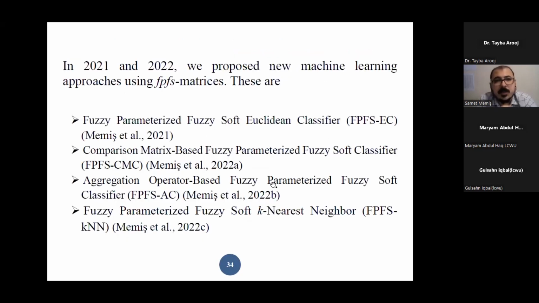In 2021 and 2022, we proposed new machine learning approaches using FPFS matrices. These are the fuzzy parameterized fuzzy soft Euclidean classifier, the comparison matrix-based fuzzy parameterized fuzzy soft classifier, the aggregation operator-based fuzzy parameterized fuzzy soft classifier, and the last one is the fuzzy parameterized fuzzy soft k-nearest neighbor.